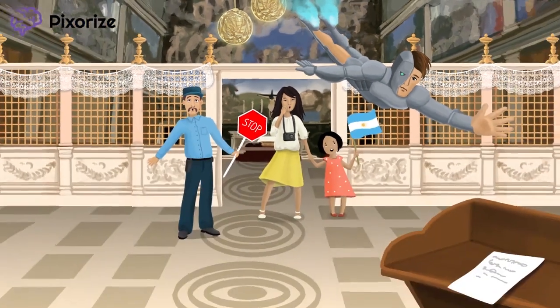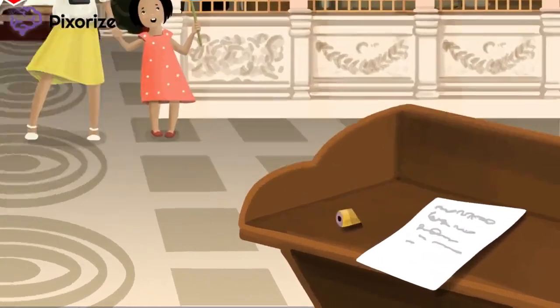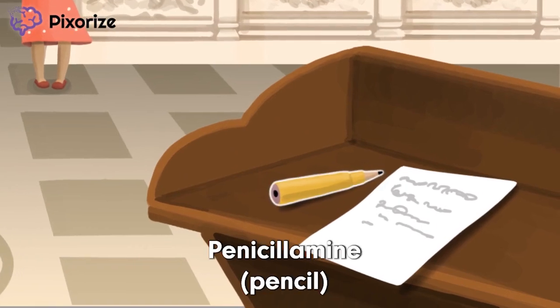Now let's change gears and talk about treatment for cystinuria. There's no way to really fix the defective amino acid transporter, so most of these treatments just focus on preventing kidney stones. First, notice this pencil that was used to write the secret missive. This pencil should remind you of the drug penicillamine. Get it? Pencil for penicillamine?